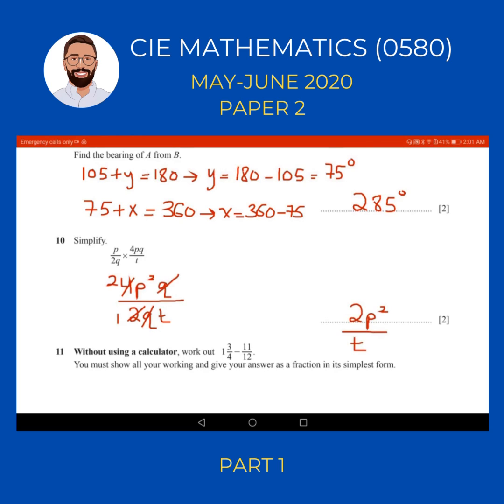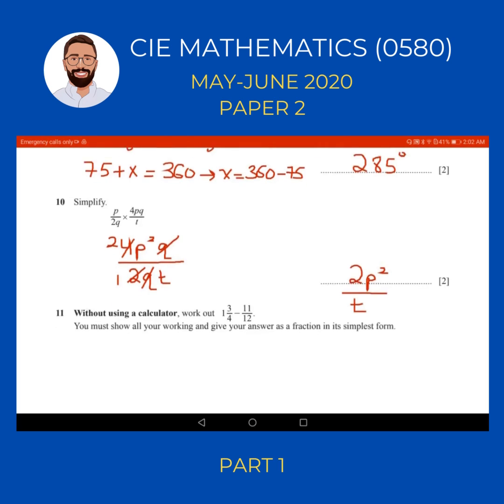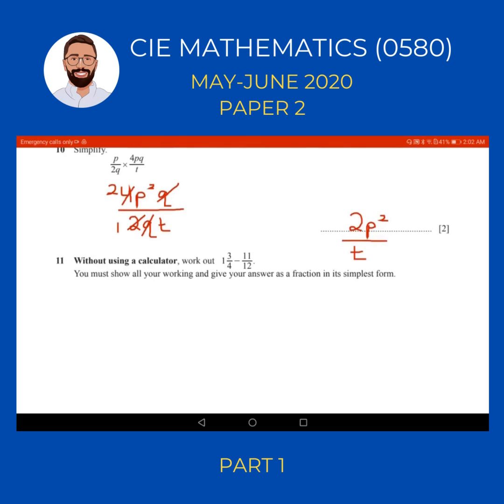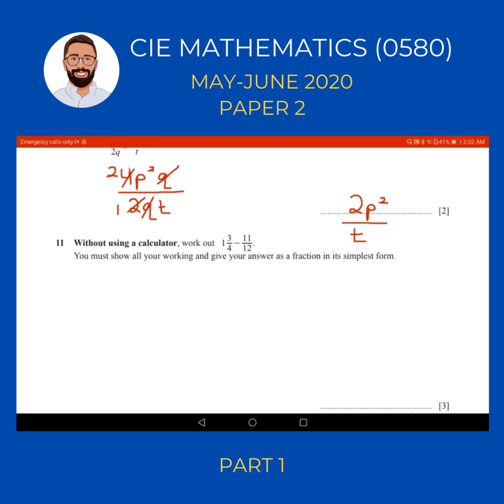Now, in question 11, it says, without using a calculator, work out 1 and 3 over 4 minus 11 over 12. You must show all your working and give your answer as a fraction in its simplest form. So now, clearly, you're going to lose all the points if you use a calculator, because the question mentions that you're not allowed to use a calculator. So you need to do it manually.